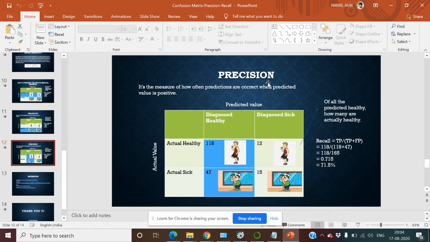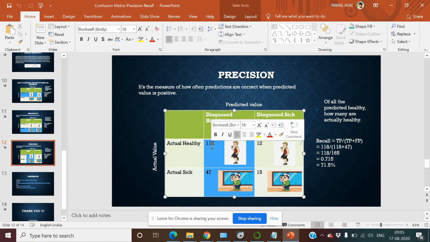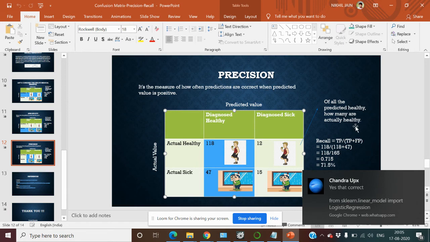Then next we have precision. Precision is the measure of how often predictions are correct when the predicted value is positive. So when the predicted value is positive, how many of them are actually correctly predicted? For this outcome we have 118 as correctly predicted, and the denominator will become 118 plus 47. So this is in case of precision. Precision gives us the measure of, out of all the predicted healthy, how many are actually healthy?